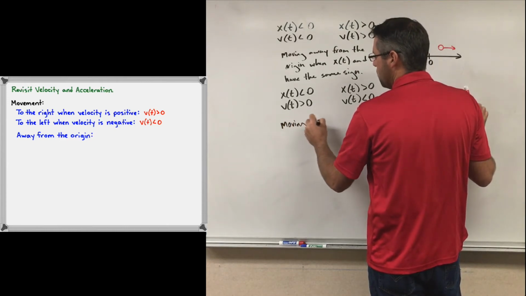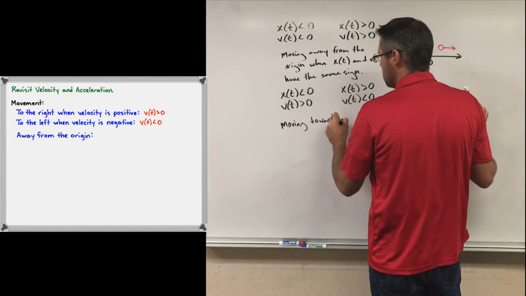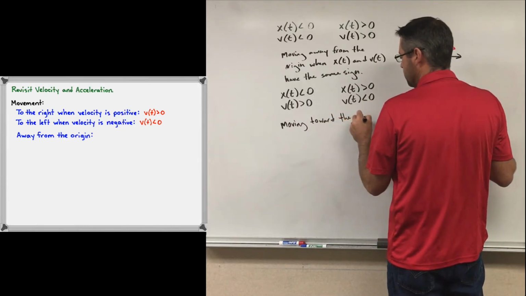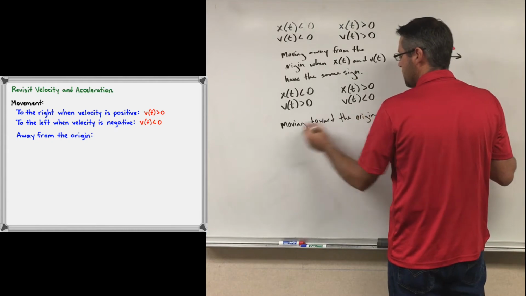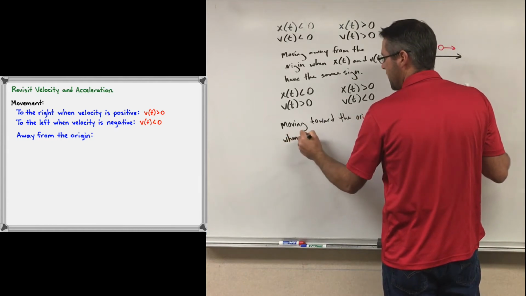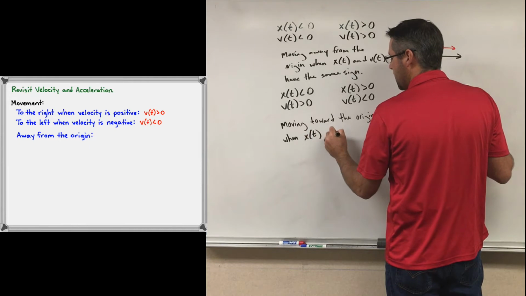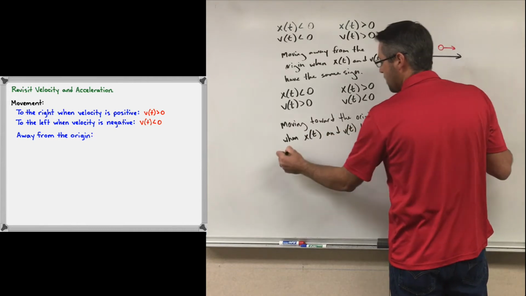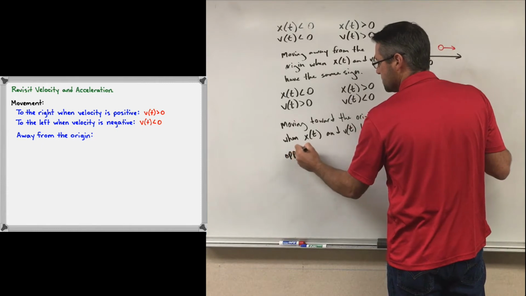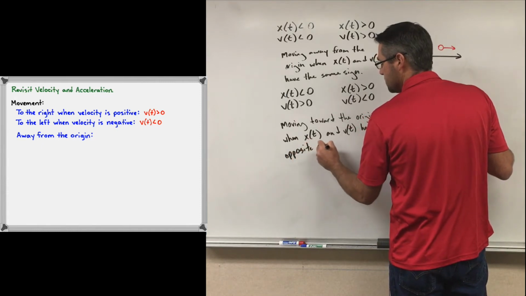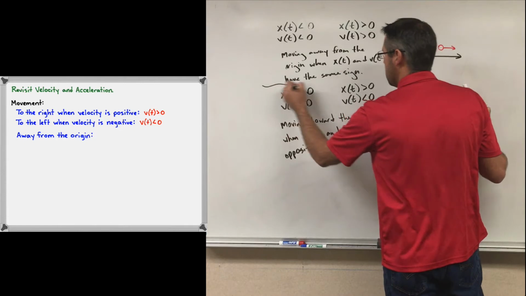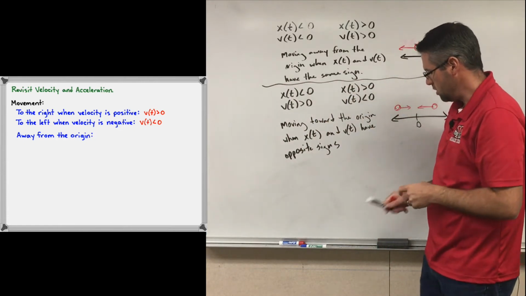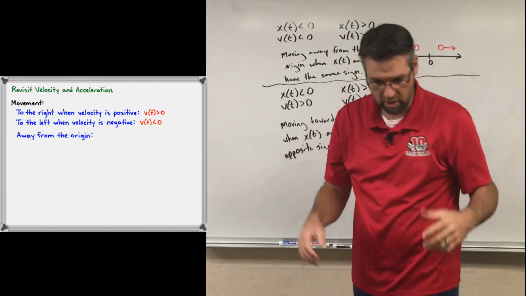Moving toward the origin, when x of t and v of t have opposite signs. Okay, so those are the two scenarios here. We're either moving away from the origin or toward the origin, or we're not moving at all.